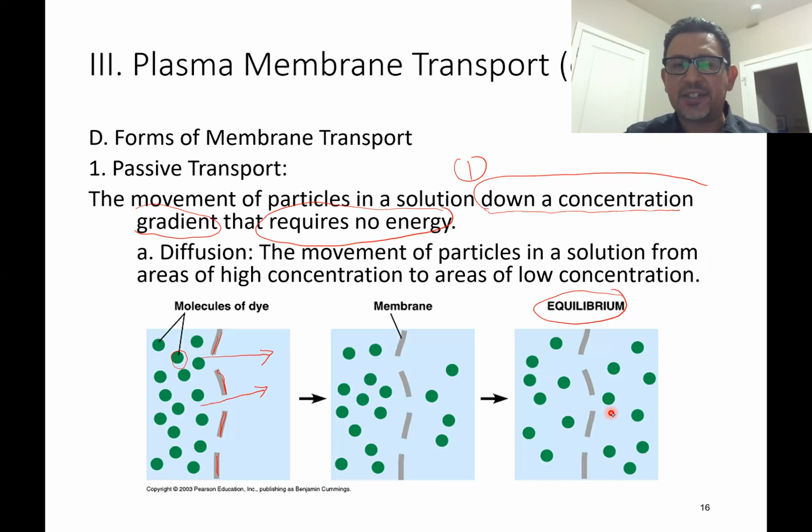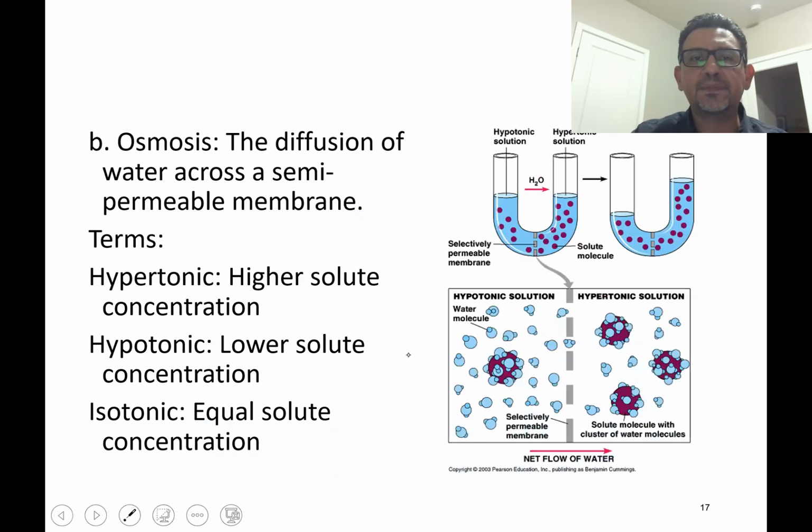In most cases, cells are not going to quite achieve this level of equilibrium because the movement is always going to be leading to shifts, changes in the concentration of solutes in the solutions that are important to the cell. So this is a good example for passive transport because particles are going from where they are highly concentrated to where they are less concentrated, and you don't see here any reference to the cell having to use energy.